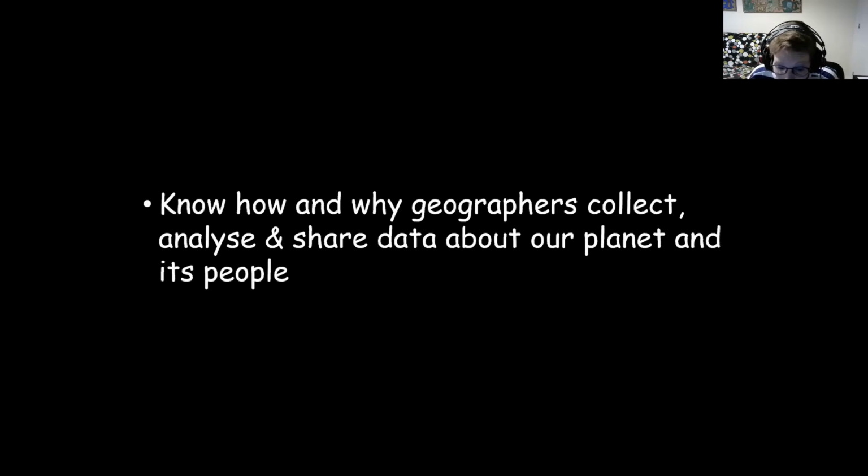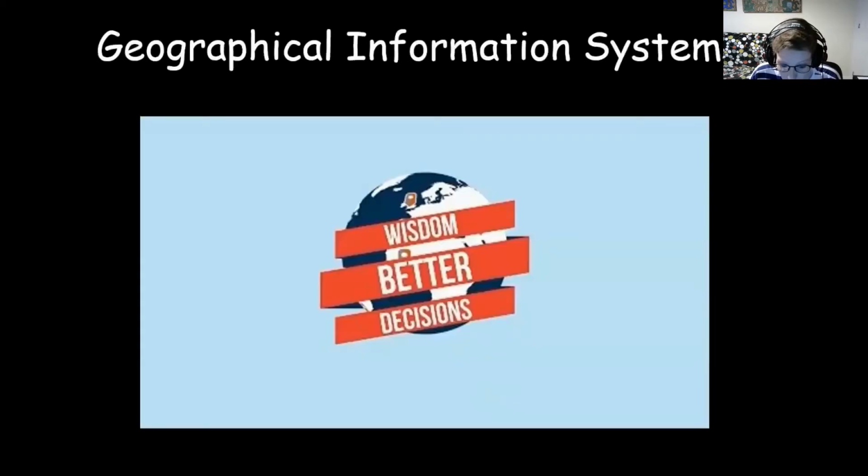To do this, we use a geographic technology that's known as GIS. Hannah, Tom and I all work for a company called Esri UK that makes GIS software. So that's a company that makes computer programs that help us collect, analyse and share data.